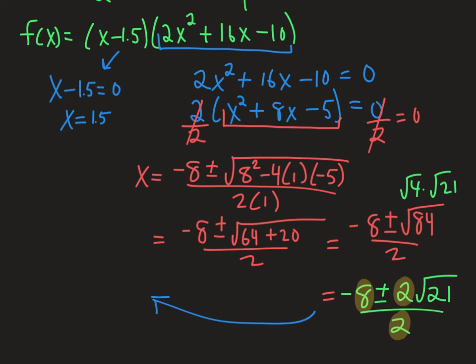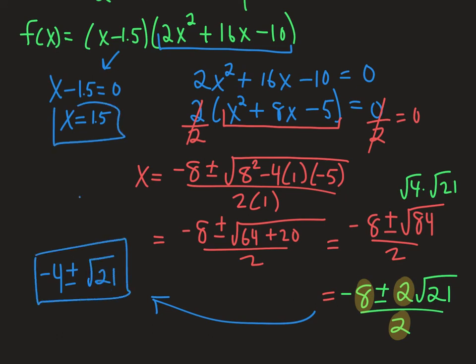The negative 8 over 2 becomes negative 4. The 2 over 2 just becomes 1. And then we have the root 21. Those right here are the exact values of the decimals that we saw from the graph. If you do negative 4 plus the square root of 21, and you do negative 4 minus the square root of 21, you would get those decimals. But this is how we want to write the answer. We just like to be exact when we can.